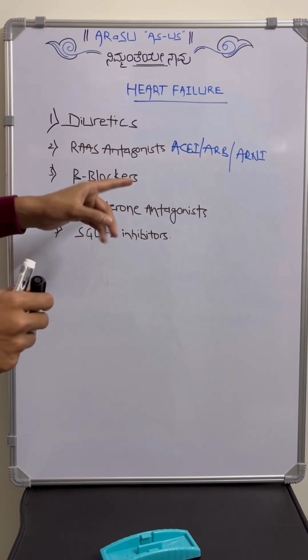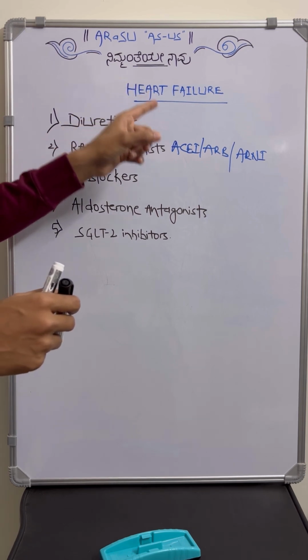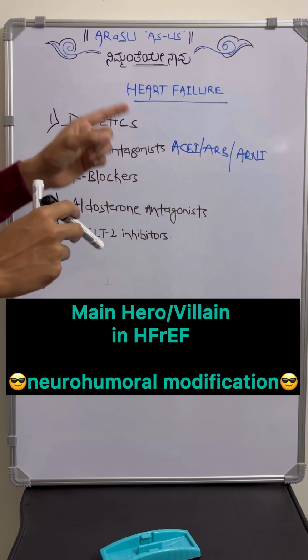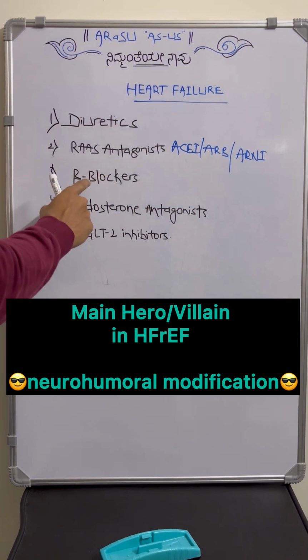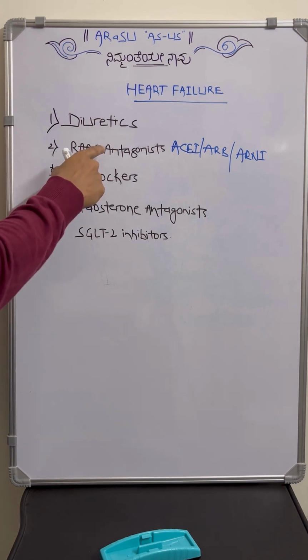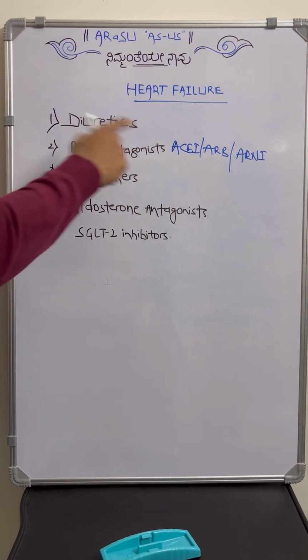As we all know, especially in case of heart failure with reduced ejection fraction, there will be neurohormonal modification. So we have to antagonize that. So what are we doing? Neuronal antagonism through beta blockers and hormonal antagonism through RAS antagonists.